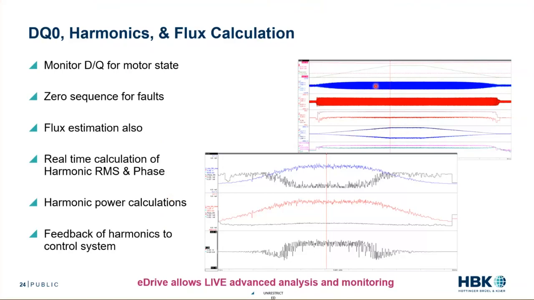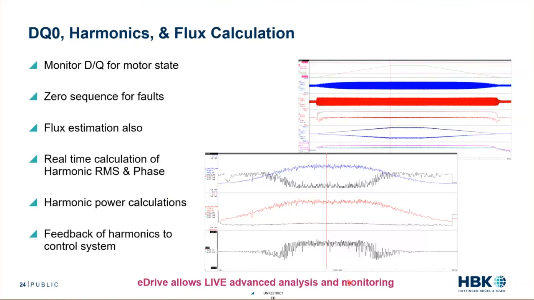So, up here I've got my DQ0, my D-axis currents, my D-axis voltages, my fluxes, my harmonics. This is all to say, if your FEA guys, if your CAE guys have said, I think my failure modes are going to be at a certain flux level and we're going to see an increase in the harmonics, you can plug those in and you can have those monitoring live. You can trigger on those values. You can watch those values and see if they exceed a threshold. The eDrive system allows live advanced analysis and monitoring so that you can trigger on all these values. So that's some exciting stuff.